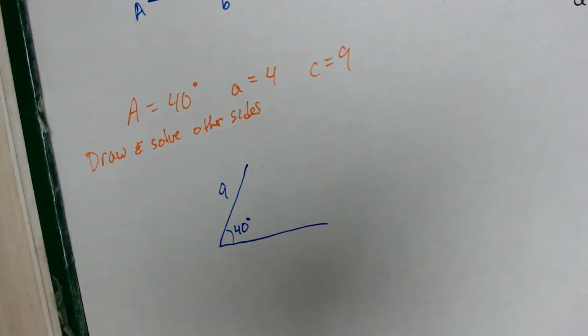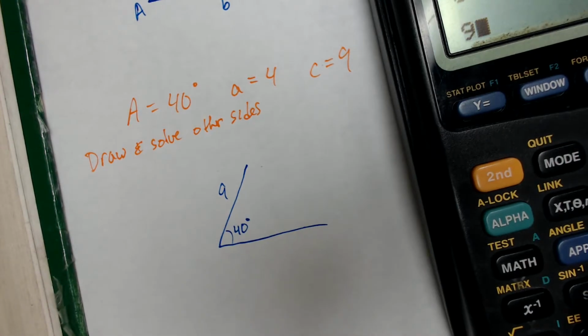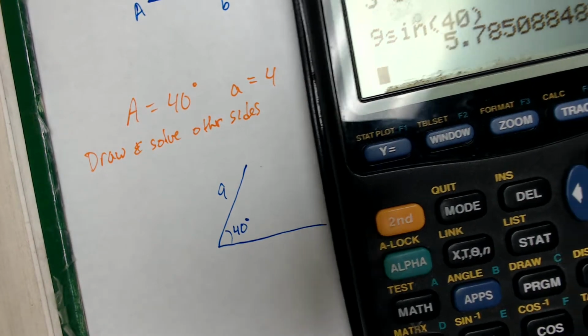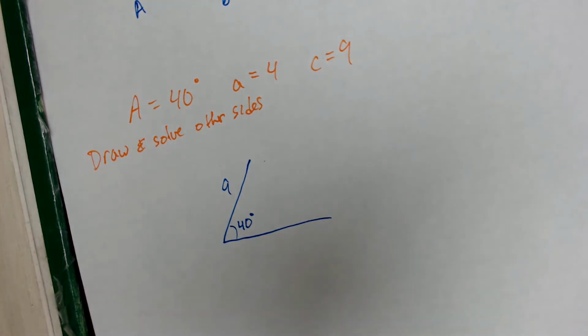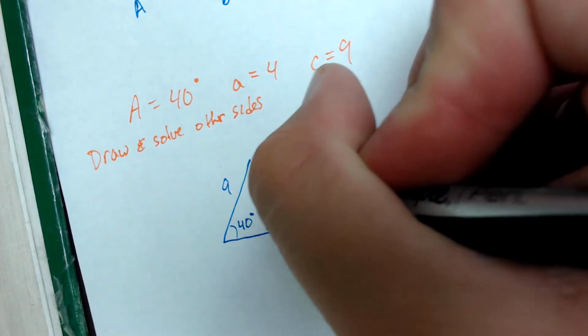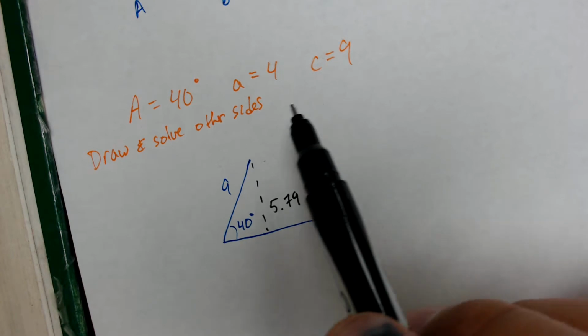So I grab my calculator and type in 9 times the sine of 40. And I get 5.785. I'm just going to round to 5.79. So I now know the height of this triangle is 5.79. Now, what did they tell me a or c was?